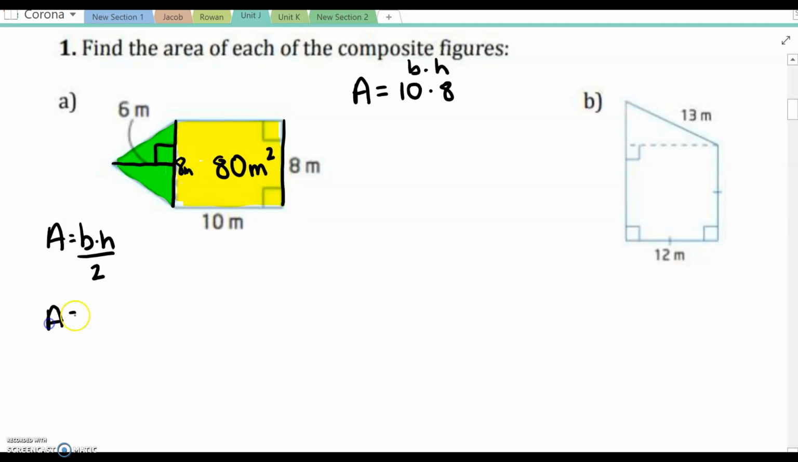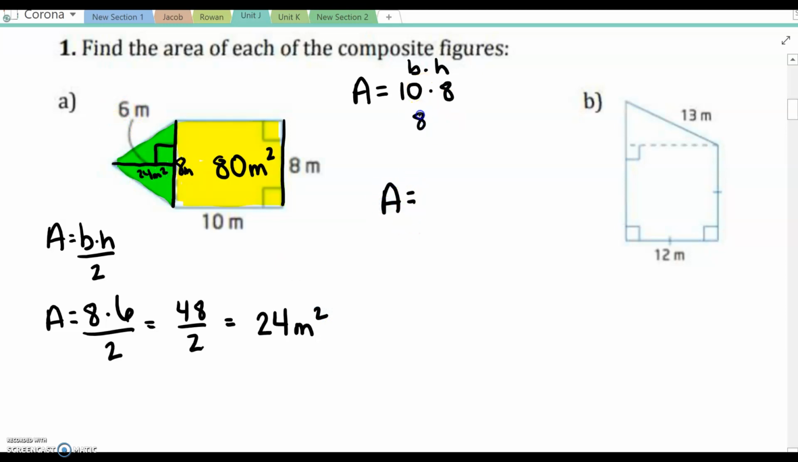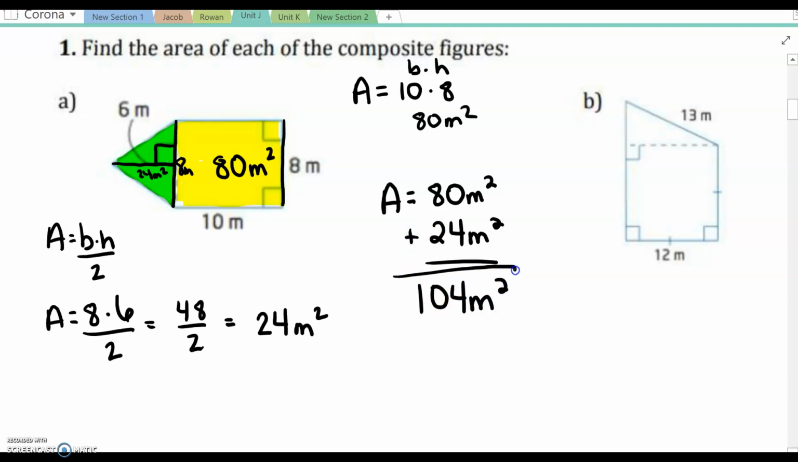So my area for the triangle is a base of 8 times a height of 6, divided by 2. So we have 48 divided by 2, giving me that the triangle has an area of 24 meters squared. And now we combine. The area of the whole thing is my 80 meters squared plus my 24 meters squared, giving me an entire area of 104 meters squared. That is our area for this entire composite figure.